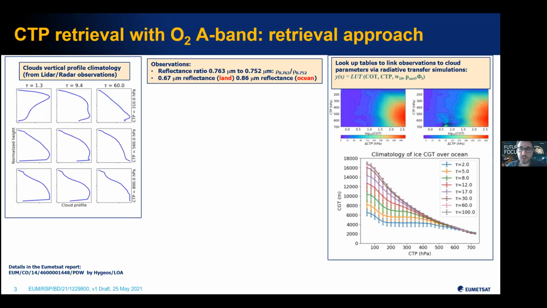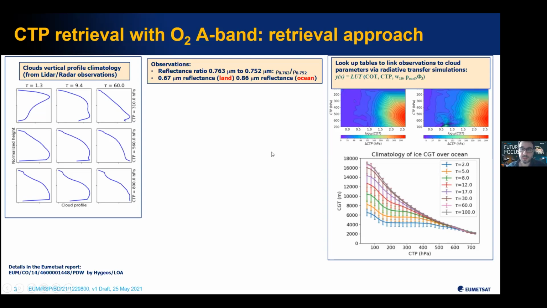And then we have our forward model. So how we connect the observations to the parameter that we need to do the radiative transfer simulation with. In this case, a set of lookup tables are pre-computed with a radiative transfer model, which is Art Deco in this case. And so we have a set of lookup tables that connect optical thickness and cloud top pressure and different other parameters to the observations.